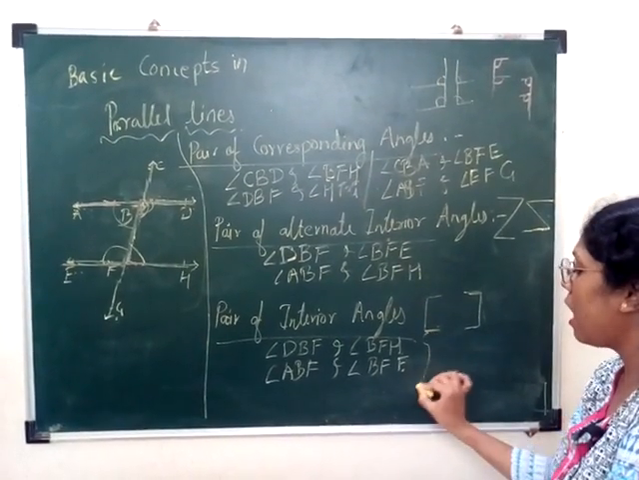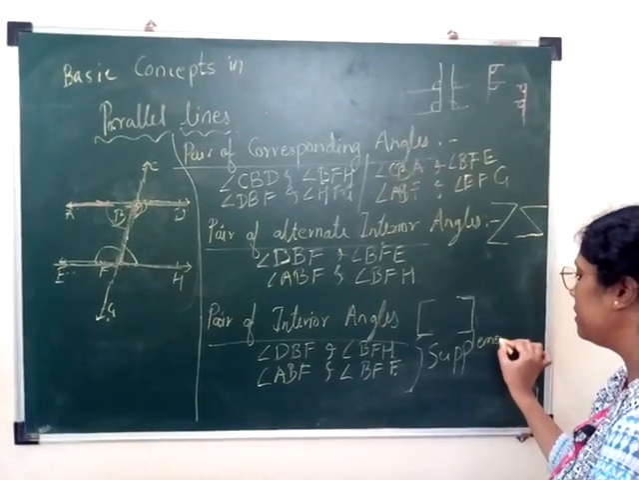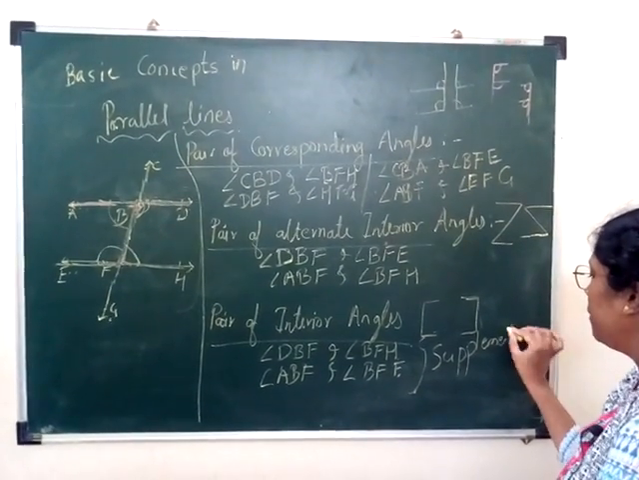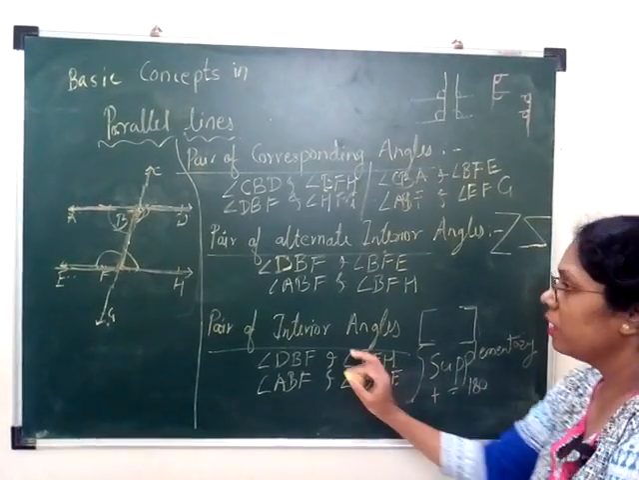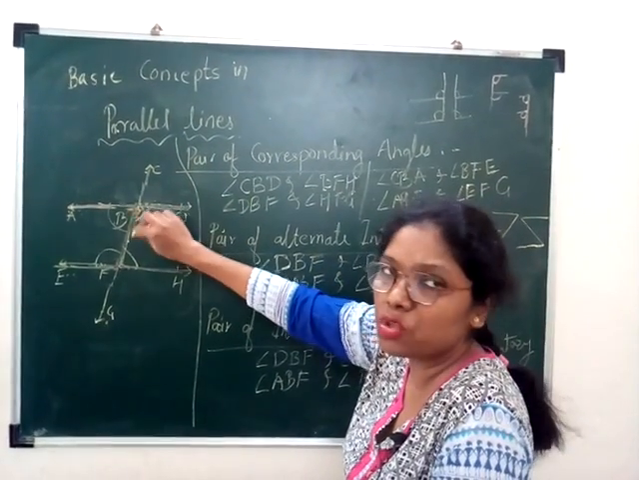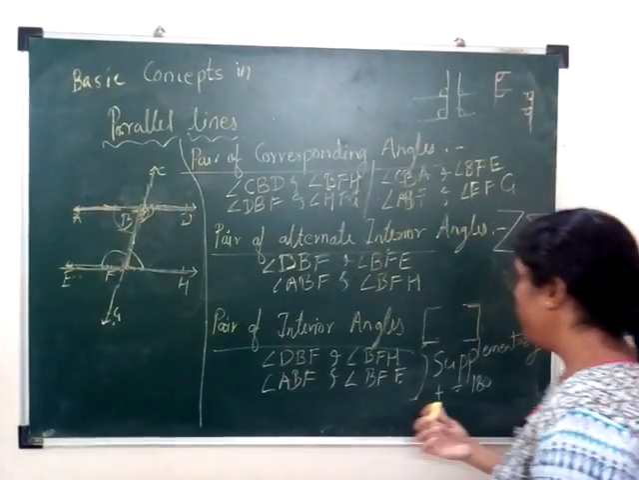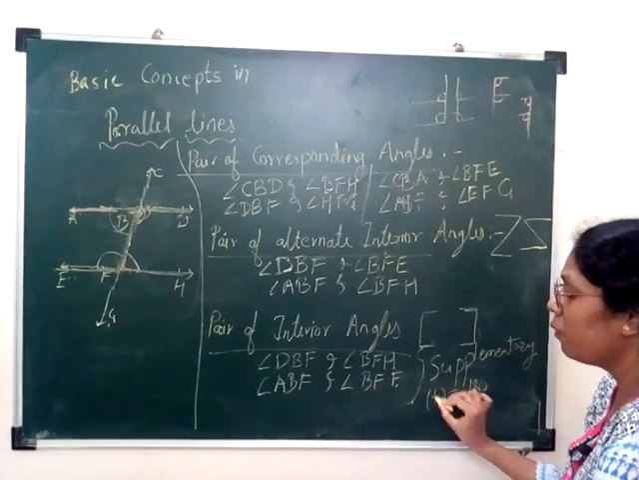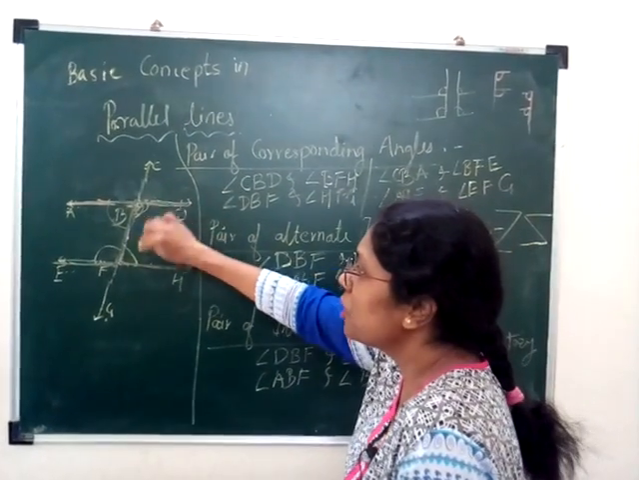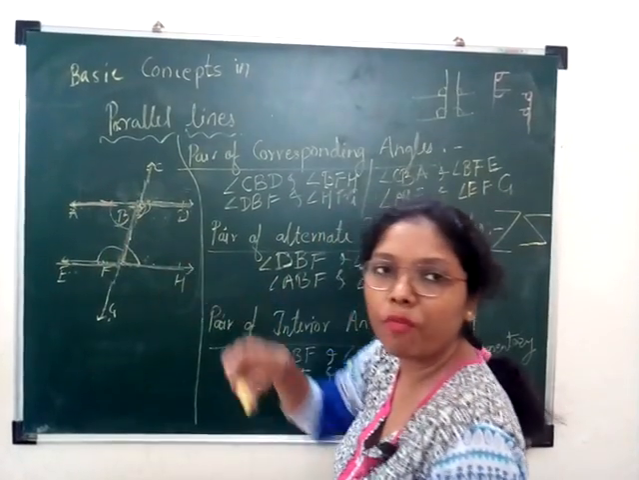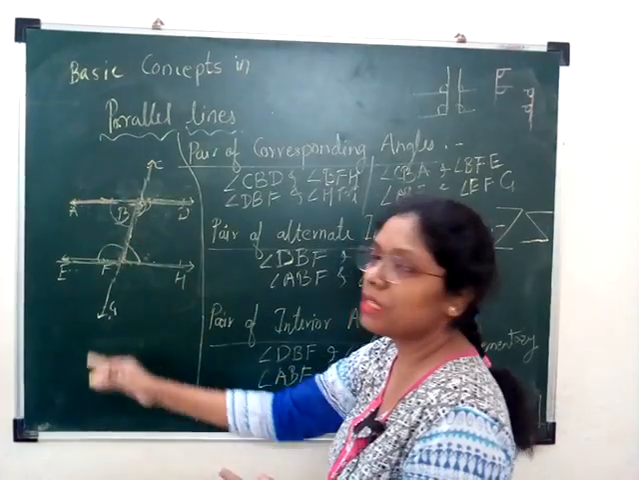Interior angles are always supplementary. What do you mean by supplementary? Supplementary means that the addition is equal to 180. That means the sum of these two angles will always be equal to 180. So this addition will be 180, this addition will be 180 always, whenever there are parallel lines and this is the transversal.